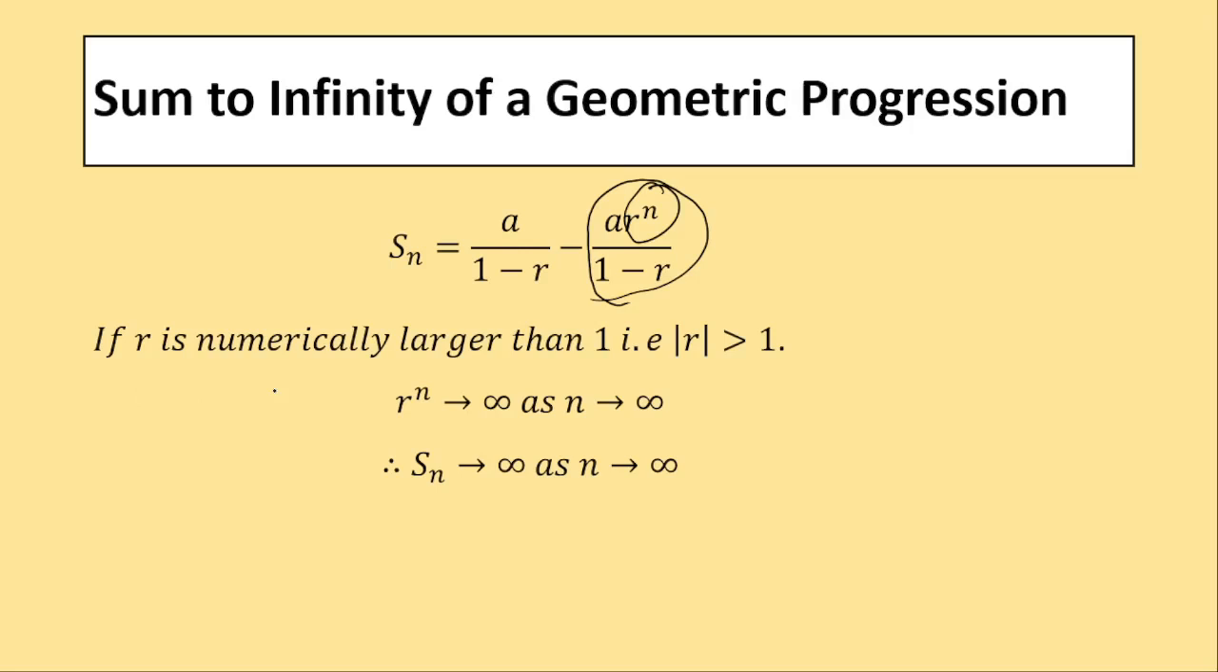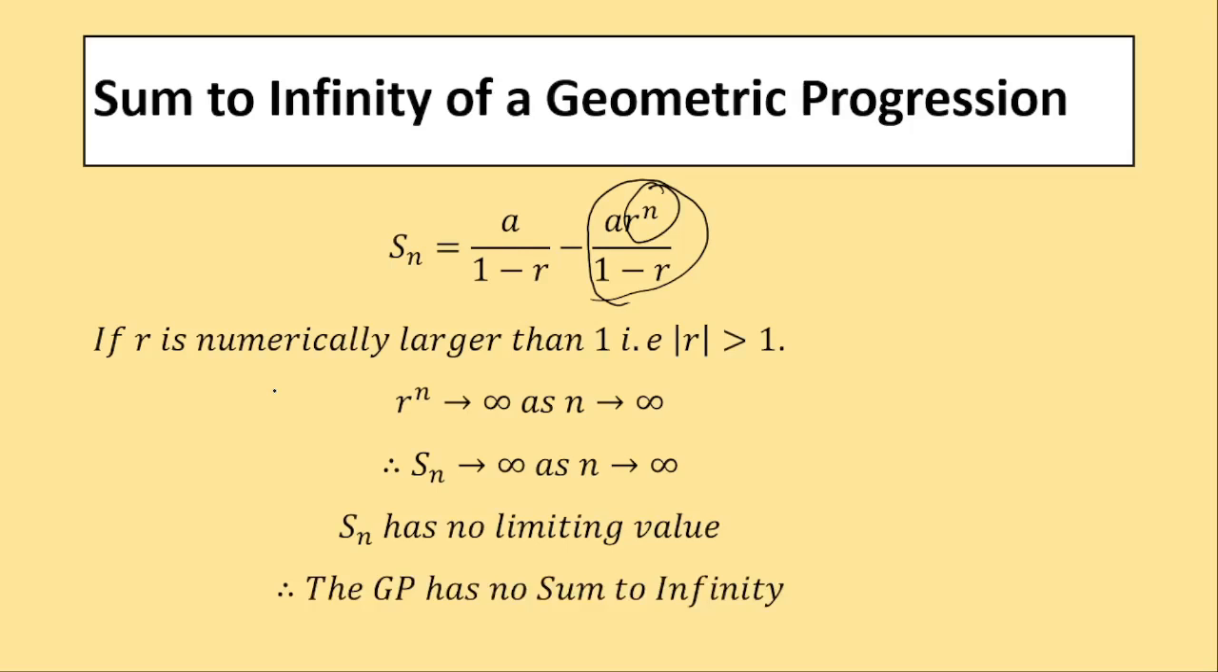We have come to this conclusion before in the previous lesson. We know that S sub n has no limiting value because it's getting larger and larger. S sub n is increasing beyond bound. There's no limiting value for it. And if S sub n has no limiting value, we can conclude that for this condition where r is numerically larger than 1, we do not have a sum to infinity. The GP has no sum to infinity.